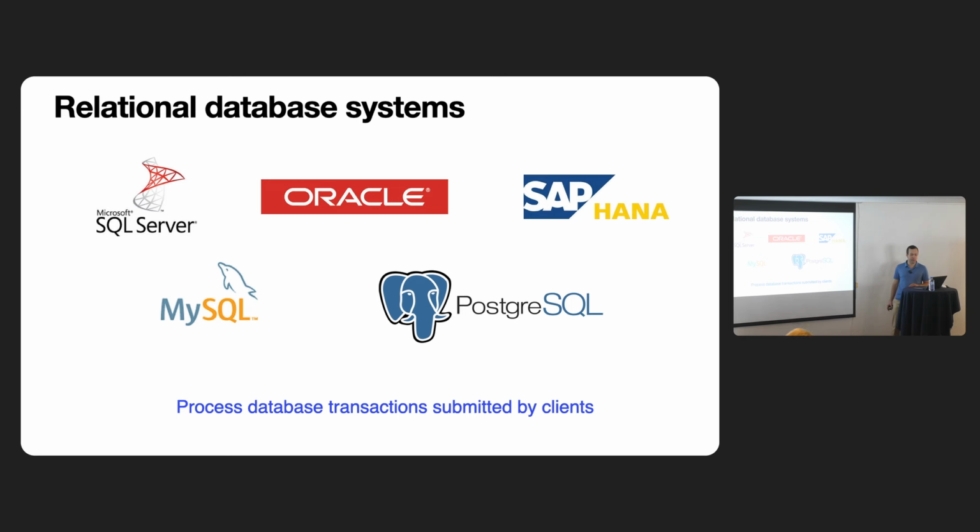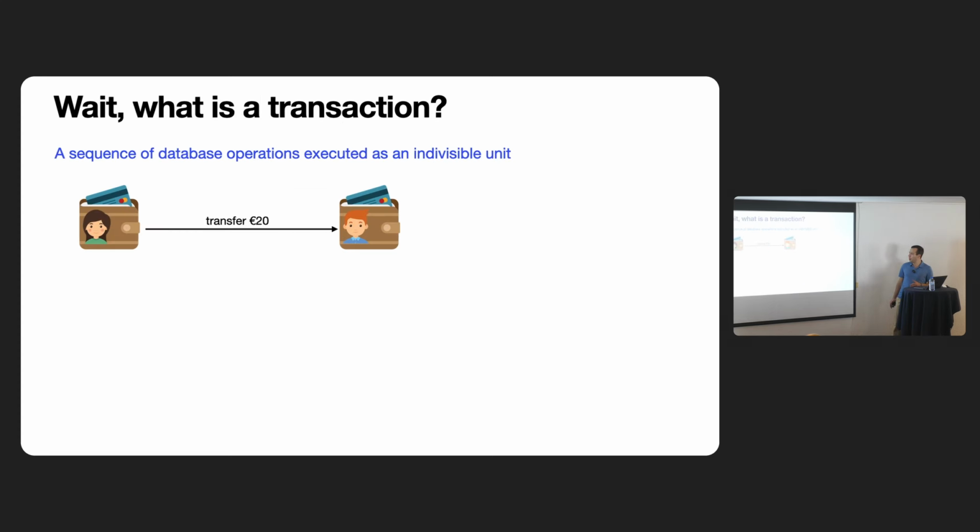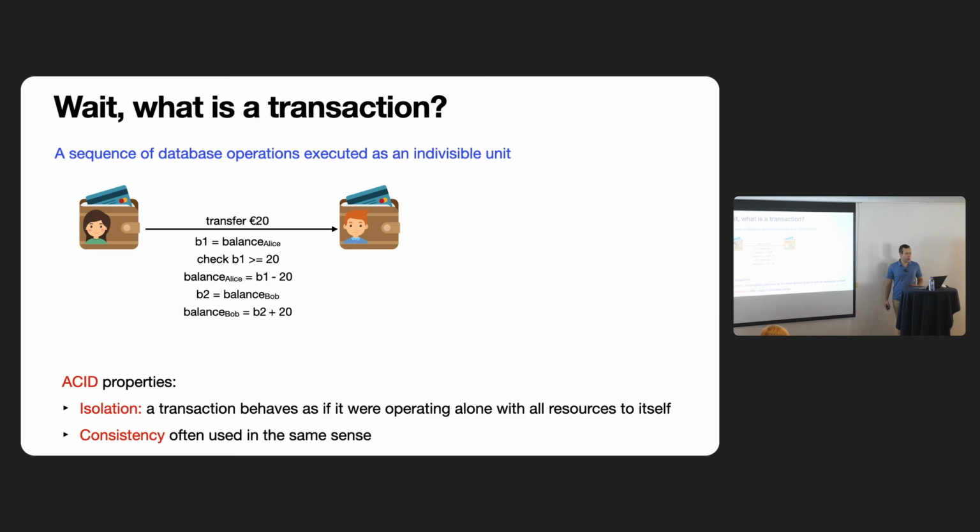What these systems do is they process database transactions that are submitted by clients. Okay, let me remind you what a transaction is. It's a sequence of database operations that are executed as an indivisible unit, right? So for example, let's say we have Alice and Bob, and Alice wants to transfer €20 to Bob. Then the database would have to execute a bunch of operations, like read the current balance of Alice, check that there is enough money in it, so it's above 20, then subtract 20 from Alice's balance, then read Bob's balance, add 20 to Bob's balance, and then write that into the database. And so the idea is that this whole sequence of operations should be executed indivisibly.